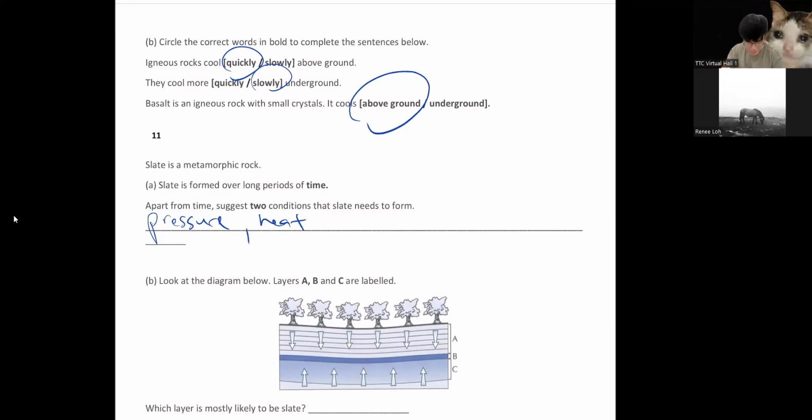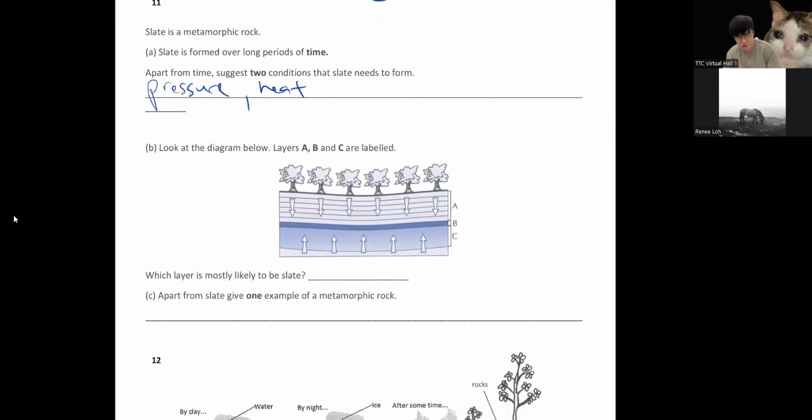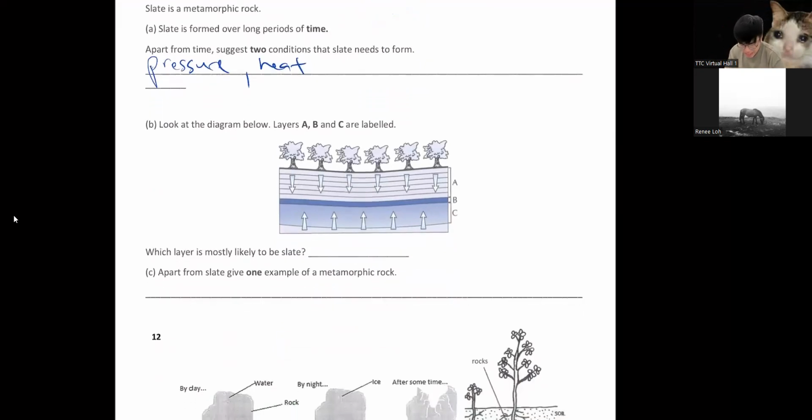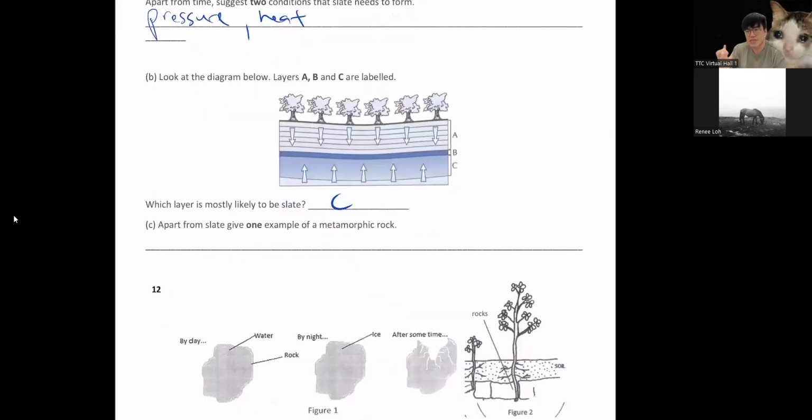Okay, so next, B, look at the diagram below. A, B, C are labeled, which is likely to be slate? So your slate must be your C, because it's at the most bottom. The top is the youngest. The lower you go, the older they are. It makes sense, right? Layer by layer by layer, so the older layer will be pushed down. So the more bottom it is, the older it is.